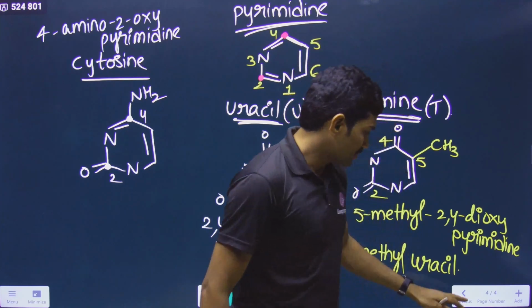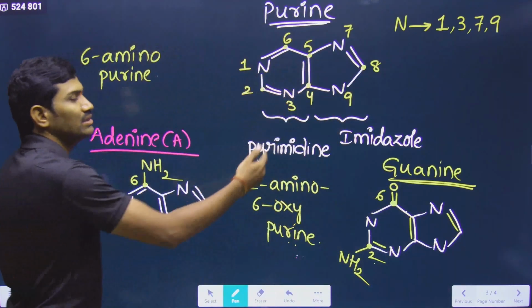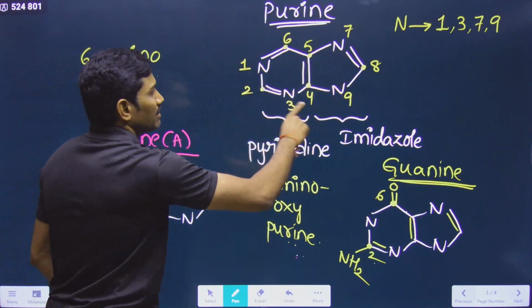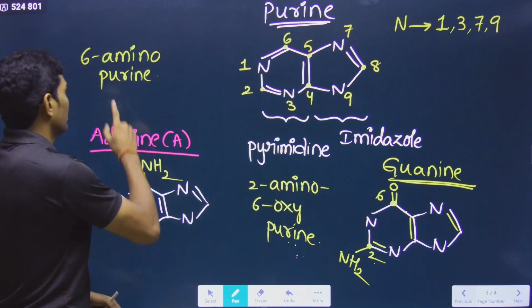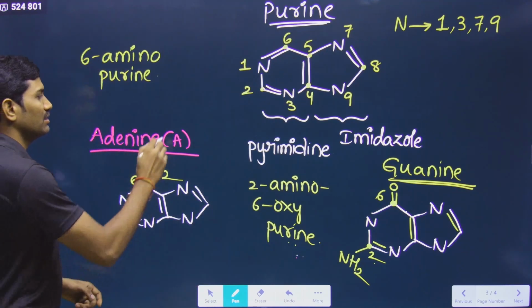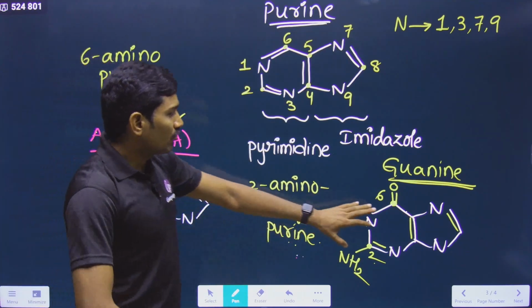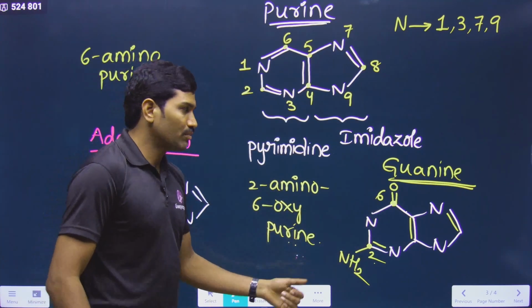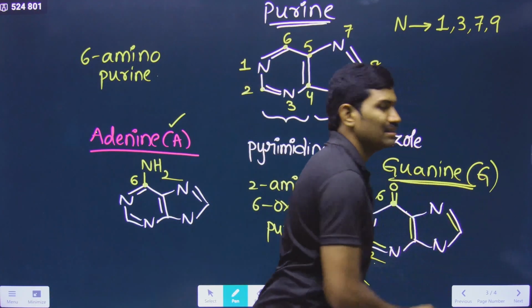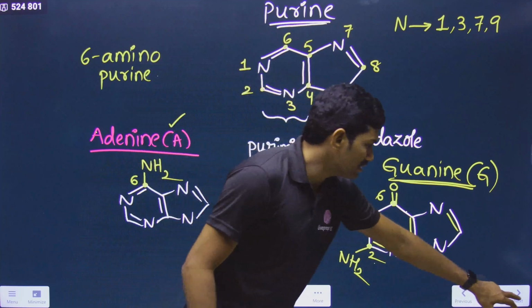Nitrogenous bases are two types. They are purines and pyrimidines. In the purines, this is the basic ring structure, purine structure. Adenine is 6-aminopurine, it is indicated with A. Guanine is 2-amino-6-oxypurine and it is indicated with G. Over. Information is very simple.